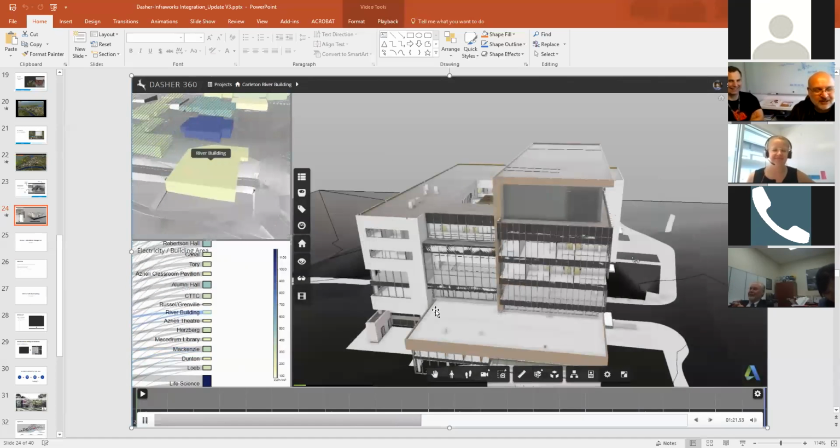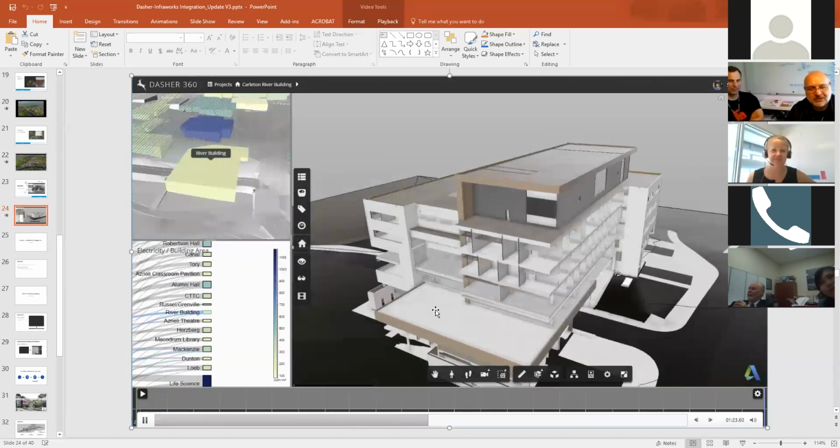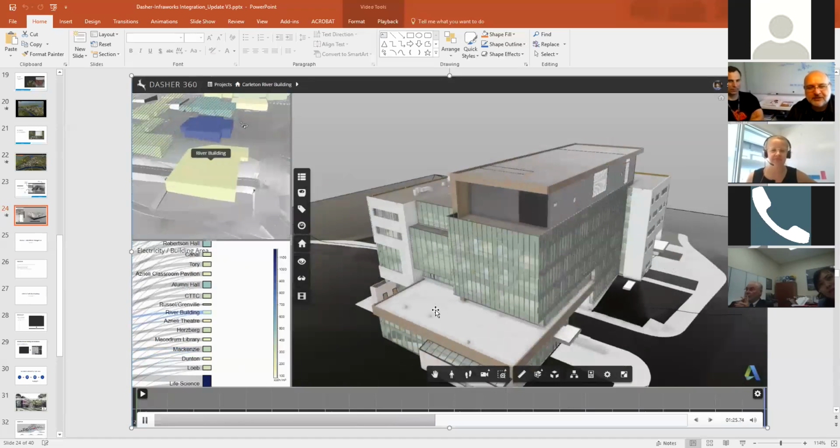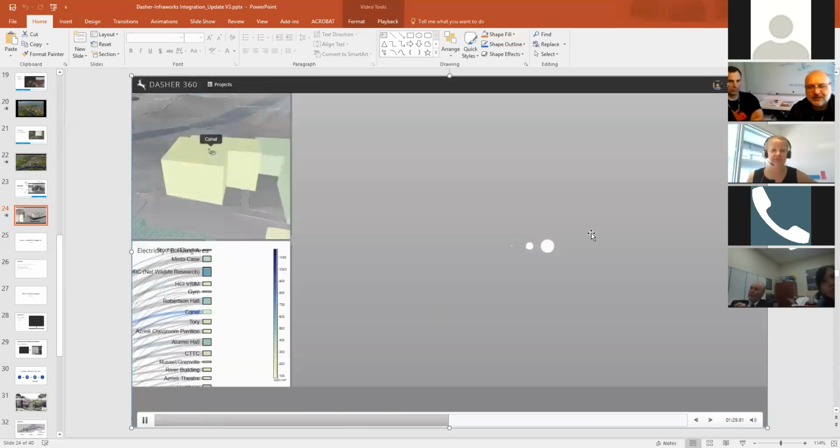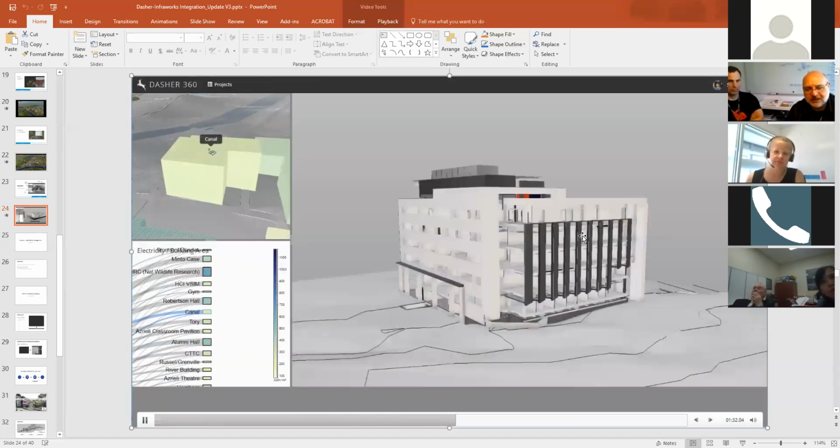So yeah, here we've extended Dasher. There's still the building view as we have before, but now that we have the campus overview, when you select a building, if there is a building information model, it'll load in the right.